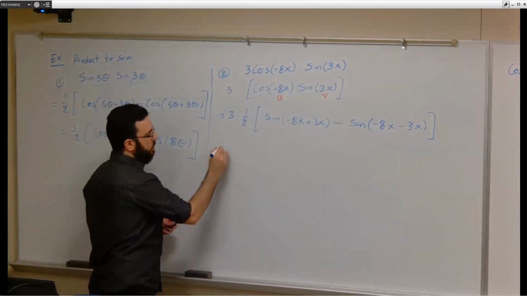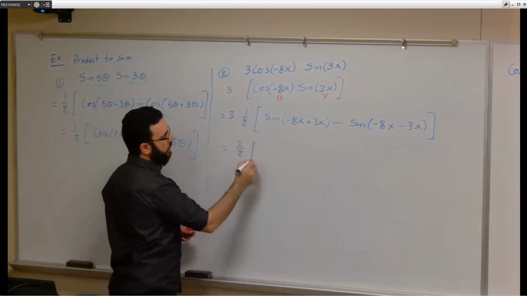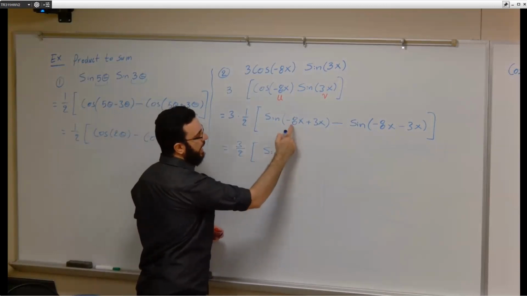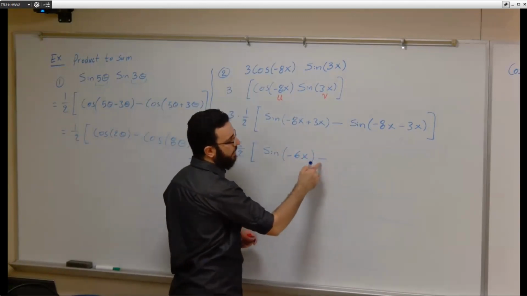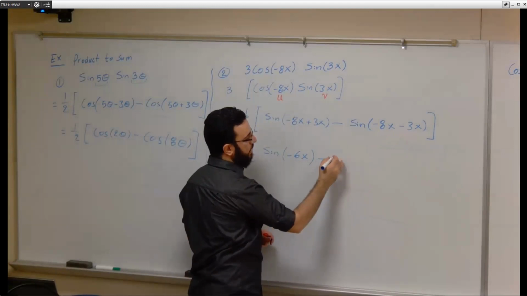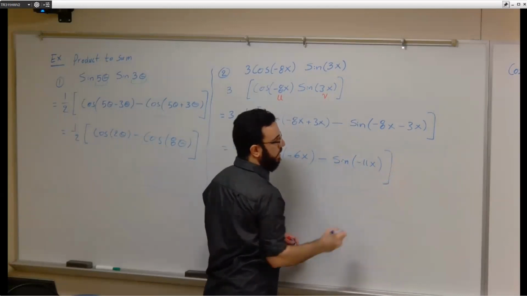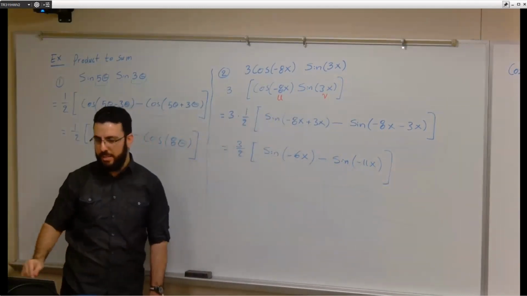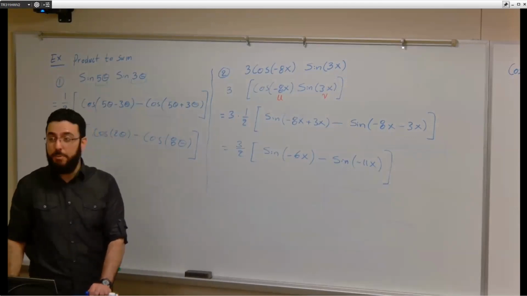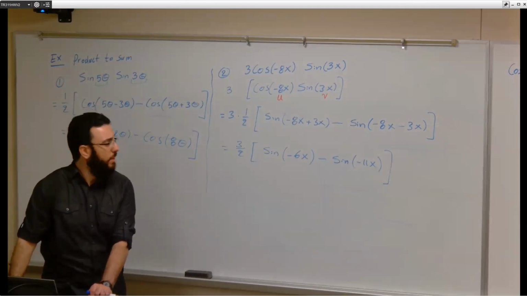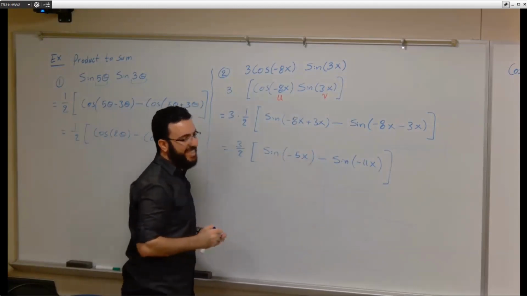Just using the formula. So now it's going to be 3/2, because 3 times 1/2, 3/2, sine of negative 8x plus 3x, minus sine of negative 8x minus 3x. Did we finish? Can you simplify it? It's negative 6x or negative 5x? The negative 5x? Why? Negative 8. Oh, sorry. No, it's negative 5x.